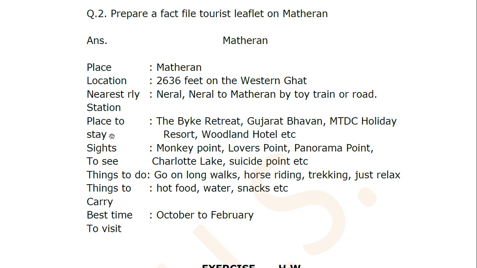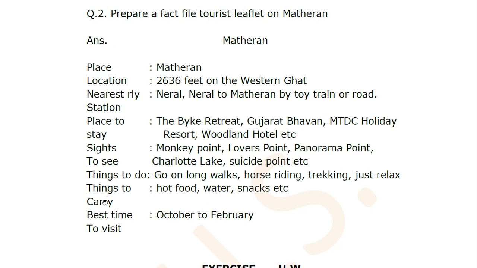Next point, place to stay. Now here, I mentioned the names of the hotels which I knew. So the Byke Retreat, Gujarat Bhavan, MTDC Holiday Resort, Woodland Hotels, etc. Sites to see: Bucky Point, Lovers Point, Panorama Point, Charlotte Lake, Suicide Point, etc. Things to do: go on long walks, horse riding, trekking, just relax.